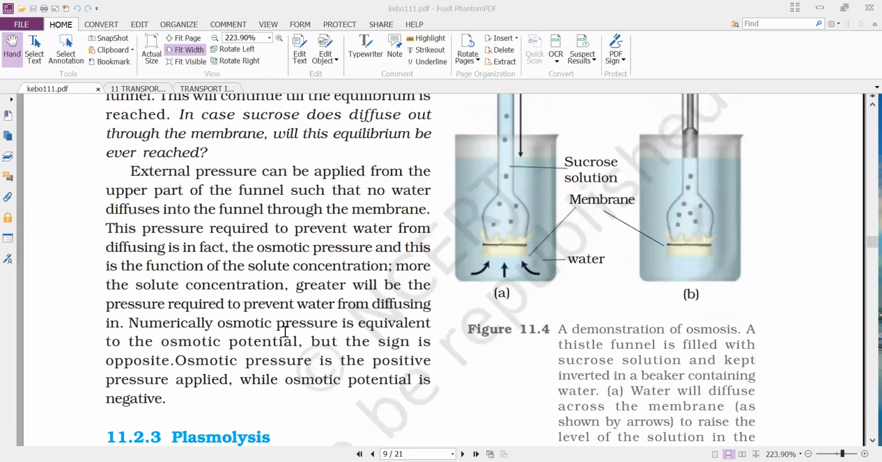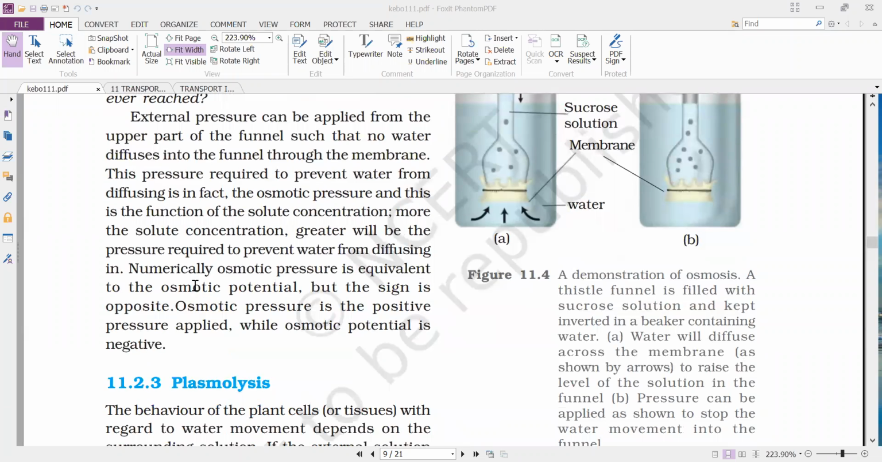Numerically, osmotic pressure is equivalent to the osmotic potential, but the sign is opposite. That is, osmotic pressure is the positive pressure applied, while osmotic potential is negative. The value will be the same.